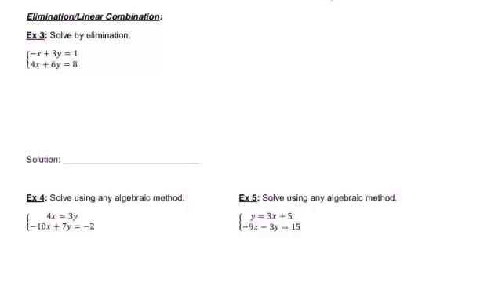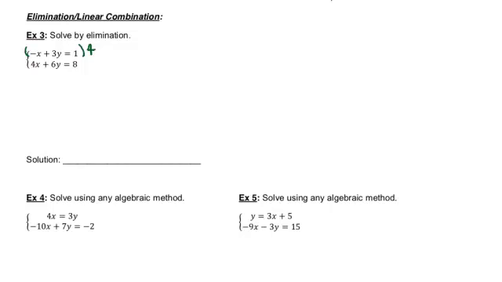So we have a negative x and a 4x. We have a 3y and a 6y. So we want to make these so that they will be eliminated or equal 0. So if we look at negative x and 4x, we notice that they are opposites. So if we multiply our first or top equation by 4, as long as we multiply everything by 4, it will be the same equation, it'll just be written differently.